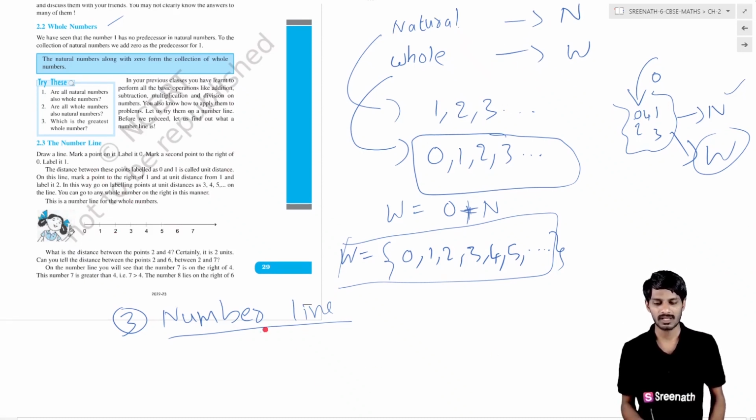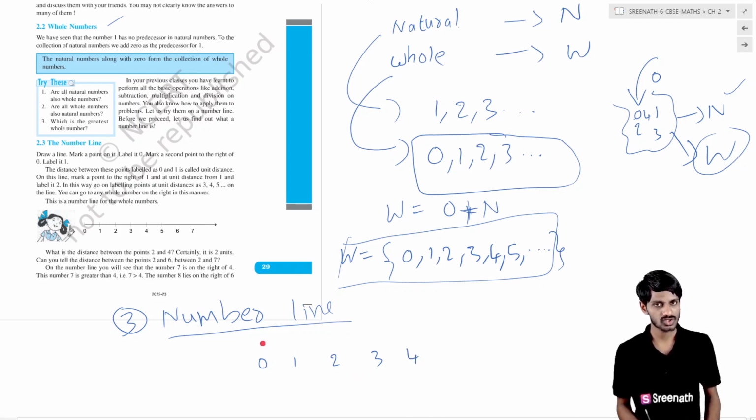For that purpose, take all the whole numbers, that is 0, 1, 2, 3, 4 like that. And what you have to do is start the number line. We have to start the line at 0. It is the starting point, and you have to draw that line towards the right. The distance between every whole number must be equal, and that distance is the unit distance.